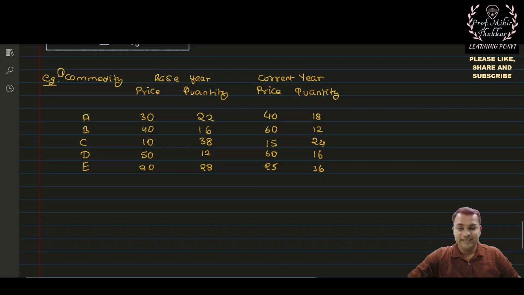So guys, we have an example for calculating the value index number. You are given a question which has got base year price and quantity, current year's price and quantity. What you have to do over here is calculate the value index number V01. The given information that you have is base year price, that is P0, base year quantity is Q0, current year price is P1 and the current year quantity is Q1.